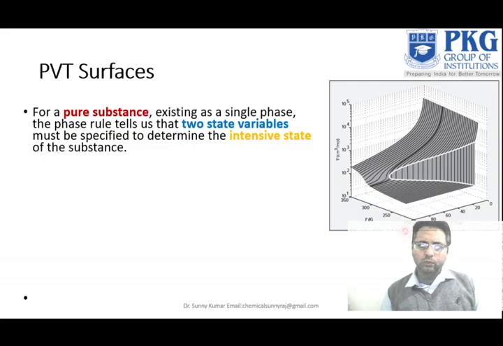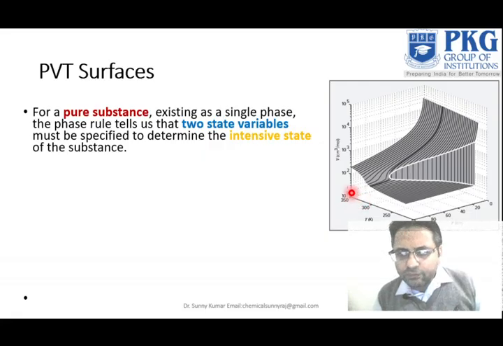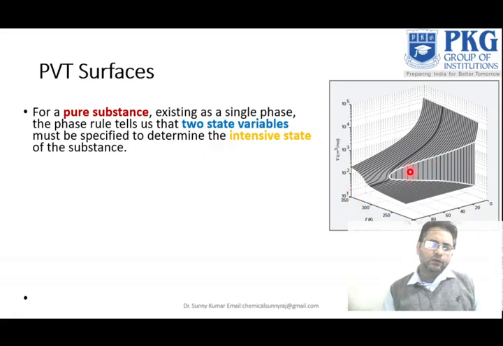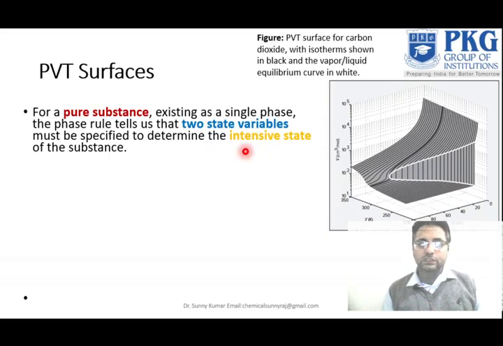So the cooling range and the boiling range. This is the temperature in Kelvin, and the volume is changing from 10 to the power minus 2, to 10 to the power 1, to 10 to the power 5. This is for the different volumes we are seeing here. For a pure substance existing as a single phase, the phase rule tells us that two state variables must be specified to determine the intensive state of the substance. So this is the PVT surface for carbon dioxide with isotherms shown in black lines.